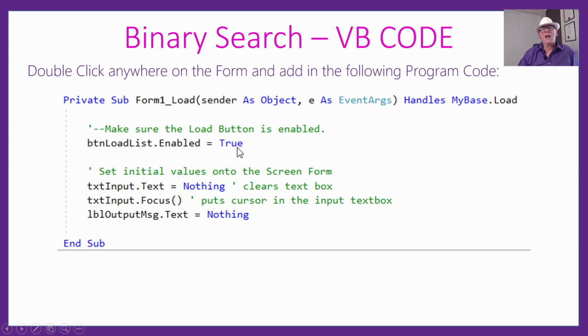Set it to true, because after the list is loaded we're going to set it to false. Otherwise people can sit there, click, click, click, and load that list multiple times, which we don't want. We only want our array listed once in the list box.